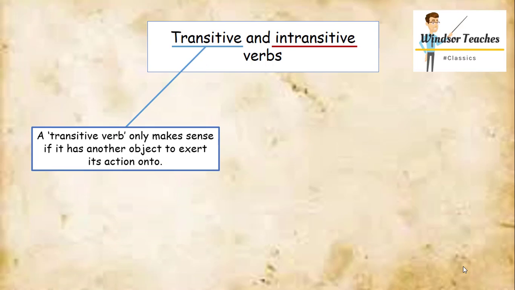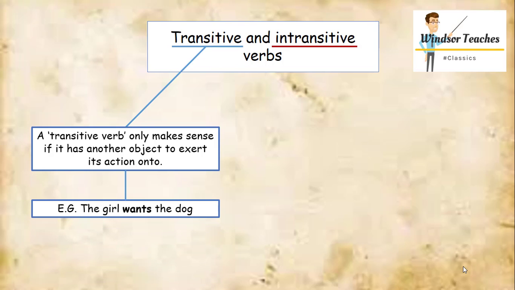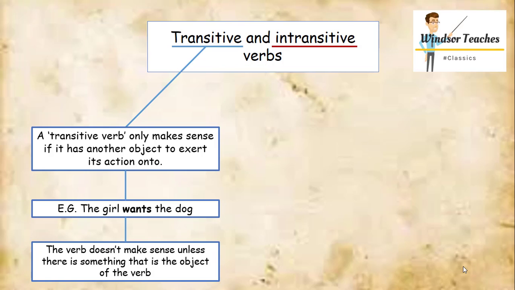So a transitive verb only makes sense if it has another object to exert its action onto. So for instance, the girl wants the dog. If you didn't have the dog in that sentence, you'd be thinking, well, the girl wants what? There needs to be something else in that sentence, and that something else is the dog, the object. The verb doesn't make sense unless there is something that is the object of the verb.